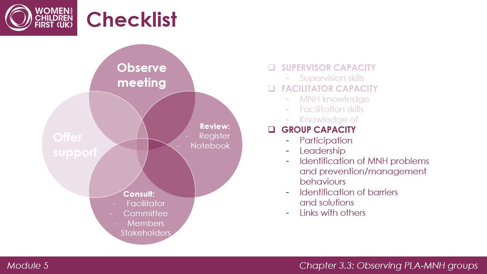Ability to link with others. For example, is the group linking to other stakeholders who can help them solve identified issues? These stakeholders can include people, groups, and organizations.